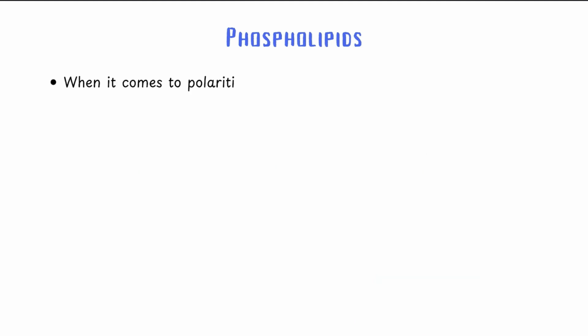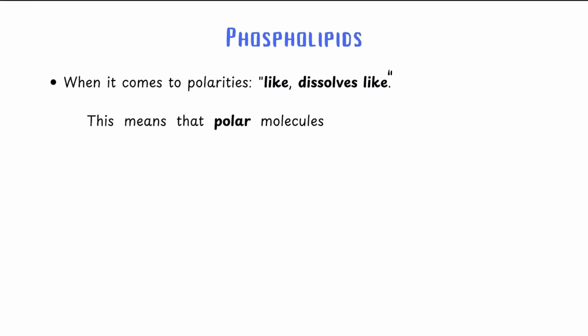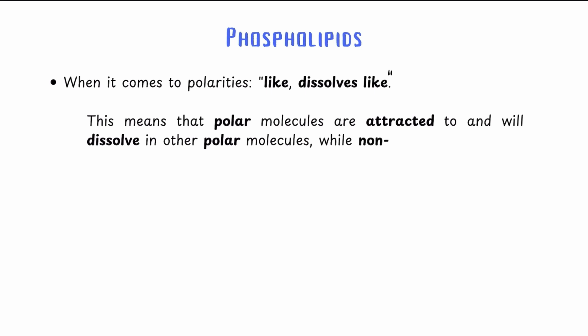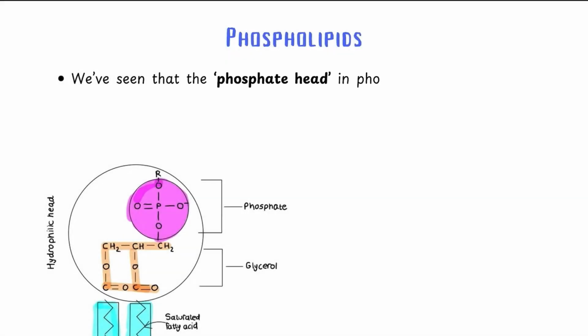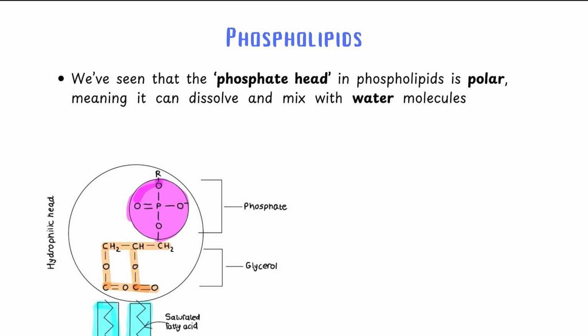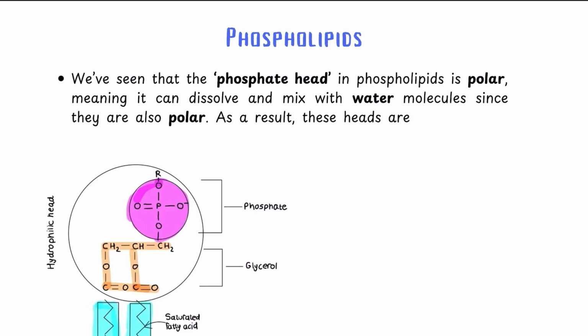Before we dive into the properties of phospholipids, it's important to understand a key rule about polarities. When it comes to polarities, like dissolves like. This means that polar molecules are attracted to and will dissolve in other polar molecules, while nonpolar molecules are attracted to and will dissolve in other nonpolar molecules. We've seen that the phosphate head in phospholipids is polar, meaning it can dissolve and mix with water molecules, since they are also polar. As a result, these heads are considered hydrophilic.